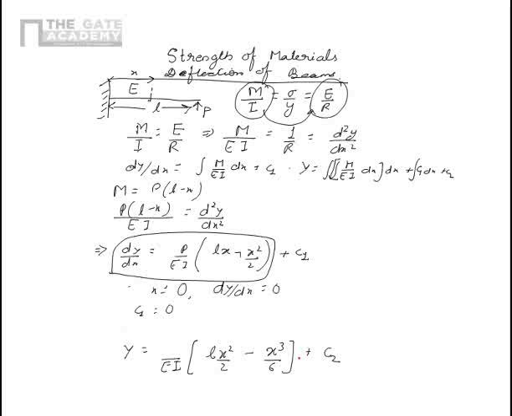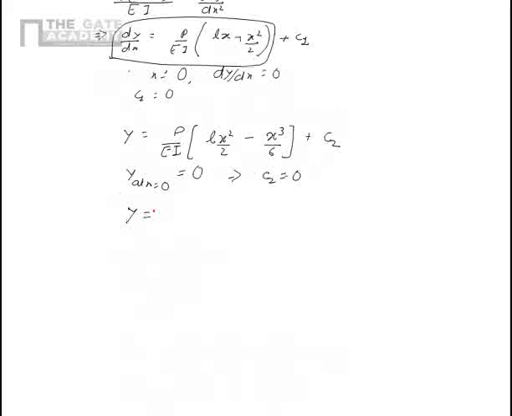Now in this equation we know that at x equal to 0, which is a fixed end, there is no deflection. Y at x equal to 0 is equal to 0 because that's a fixed end. So that makes our c2 equal to 0. So the equation of y is y equal to P upon EI (L x square by 2 minus x cube by 6).